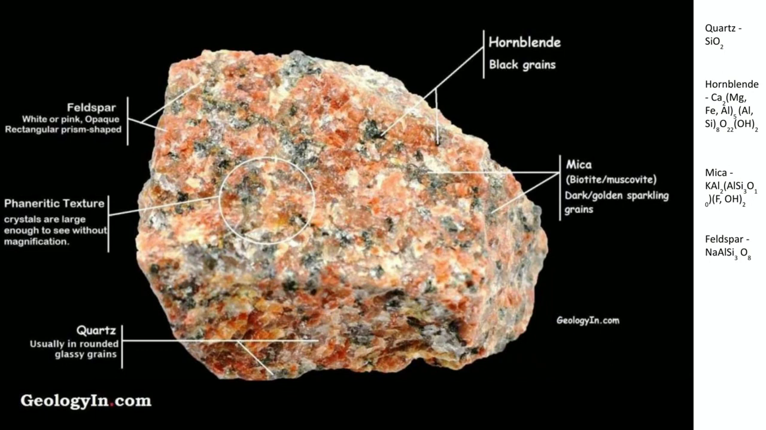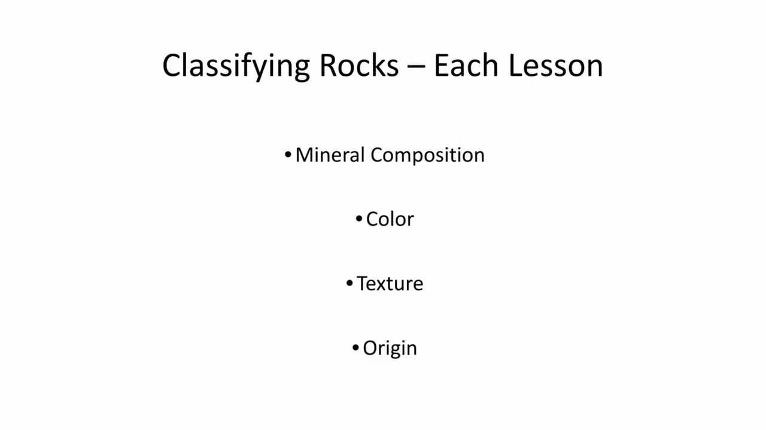So rocks are mixtures. All right, we're going to look at 3 basic kinds of rocks. And within each one of those, we are going to look at subcategories. So to get the subcategories in each one of the following lessons, you are going to be looking at the mineral composition, the color, the texture, and the origin. And that's going to help give us subcategories for each of the 3 main categories.